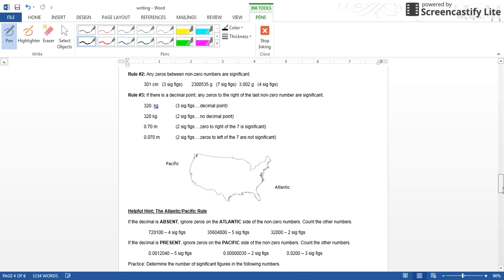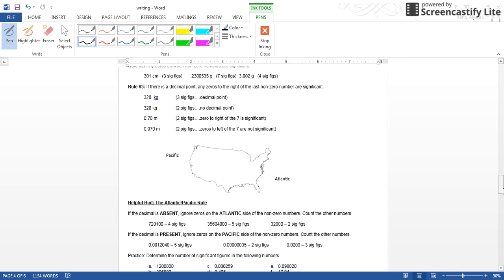Where it gets tricky, though, is if you have a 0 at the end or the beginning of a number. That's what we need to really work on here. So if there's a decimal point, any zeros to the right of the last non-zero number are significant. Okay? So if you look at this first example here, 320, there's a decimal point there. So that would be 3 sig figs. But 320 without a decimal point at the end would just be 2. You might ask, why would you put a decimal point there? Well, that's going to convey where you were rounding in lab.